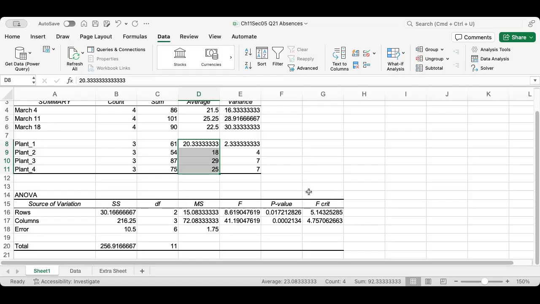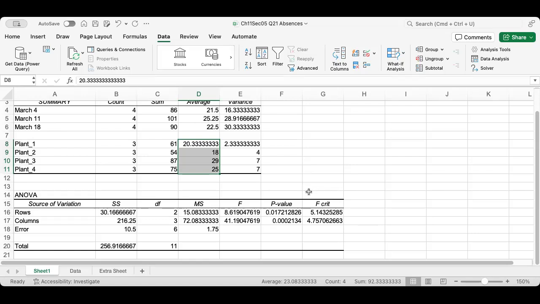0.0002 versus 0.017. It's literally 10 times smaller. 0.02 versus, if I round, 0.002. Yeah, that's much smaller. 100 times smaller. That's a really big difference. Both have a significant impact on absenteeism: which plant I'm at and which Friday it is.